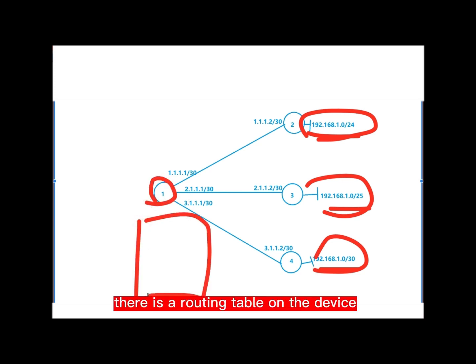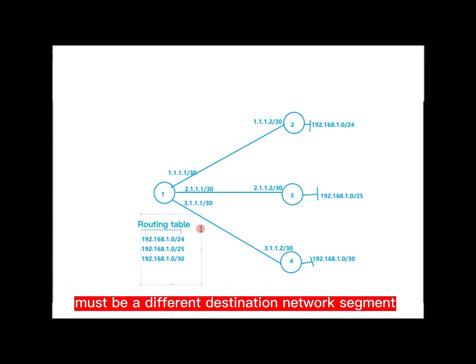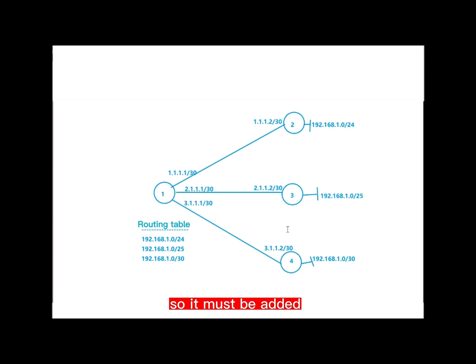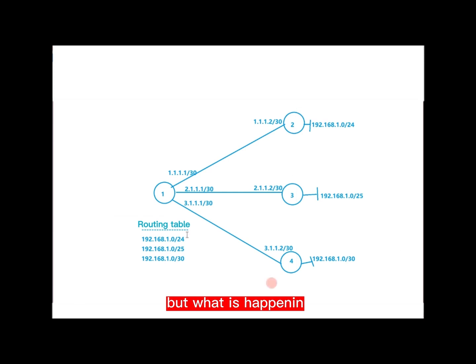There is a routing table on the device: 192.168.1.0 with a 24-bit mask. Add all 3, because the identification must be a different destination network segment. So it must be added, regardless of how the rear equipment is connected. But what is happening now is that all the entries are added. So now comes a data. This data will go to 192.168.1.2 in the future. So where is the next hop?